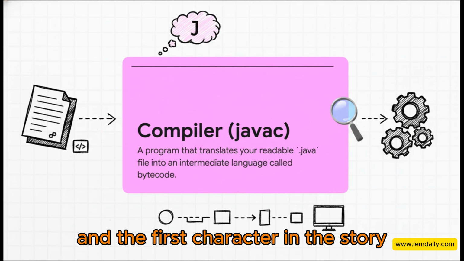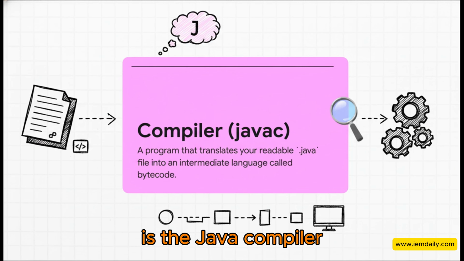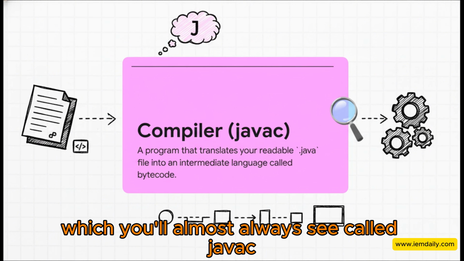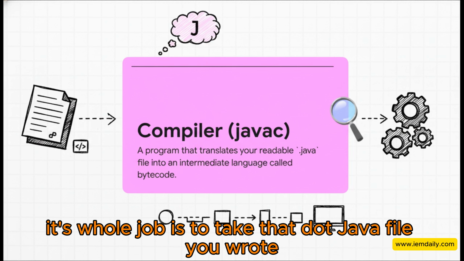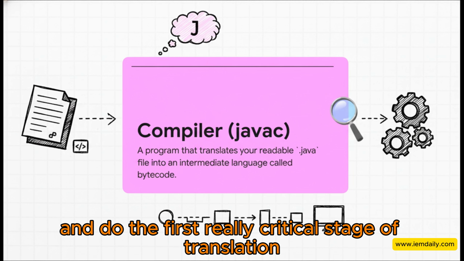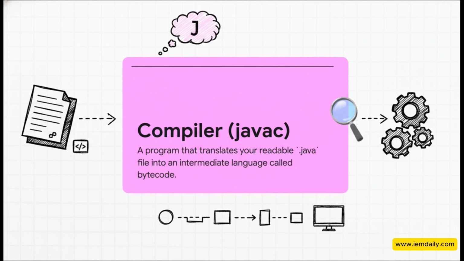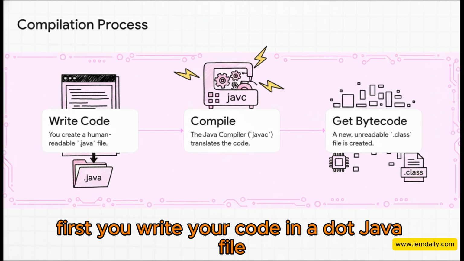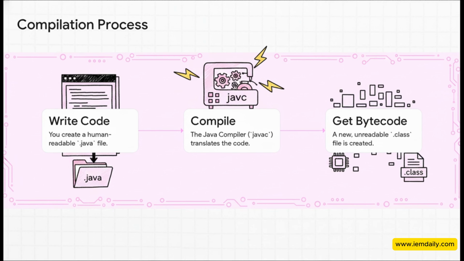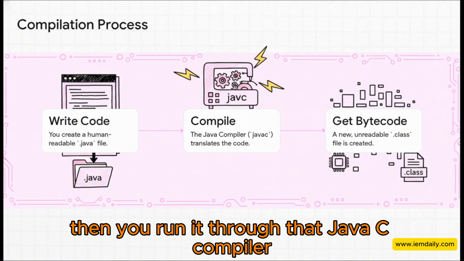And the first character in the story is the Java compiler, which you'll almost always see called javac. Just think of it as the first translator in a chain. Its whole job is to take that .java file you wrote and do the first, really critical stage of translation. So here's what that process looks like. First, you write your code in a .java file. Simple enough. Then, you run it through that javac compiler.